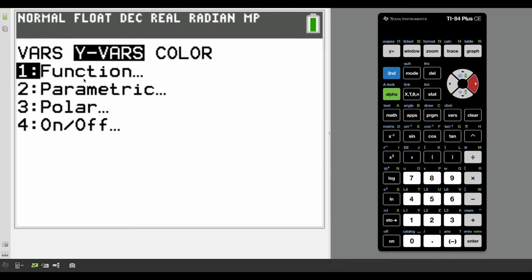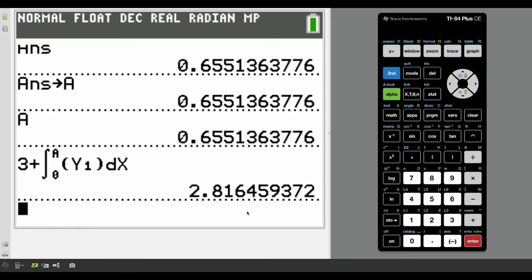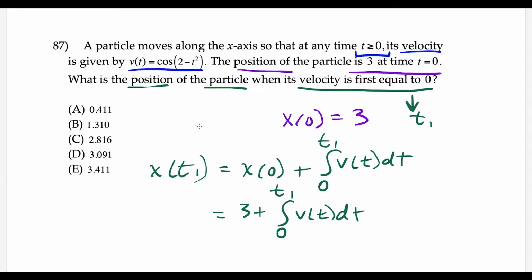So we hit vars, we go to the right, function y1. And what we have here is the initial position at time 0 plus the integral from 0 to this time of our velocity function. And this is going to give us 2.816. So 87 is choice C.